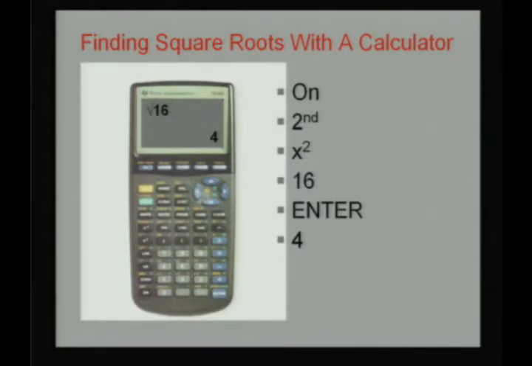It can only give you one answer. It's not going to give you that negative 4. Now, if I wanted to see if I was right, if I took that and hit x squared, it would square the 4 and get me back to my original 16.